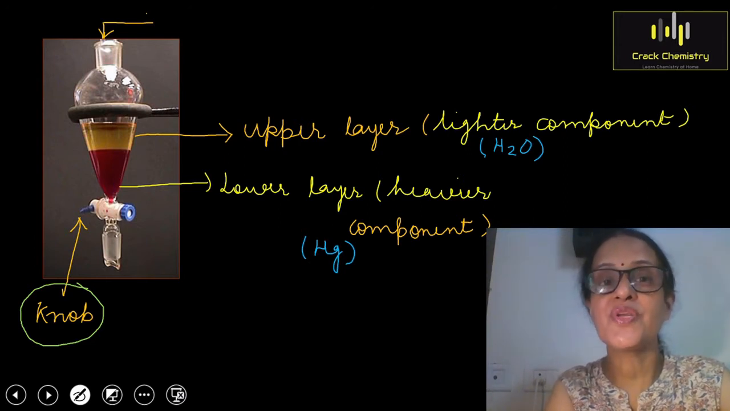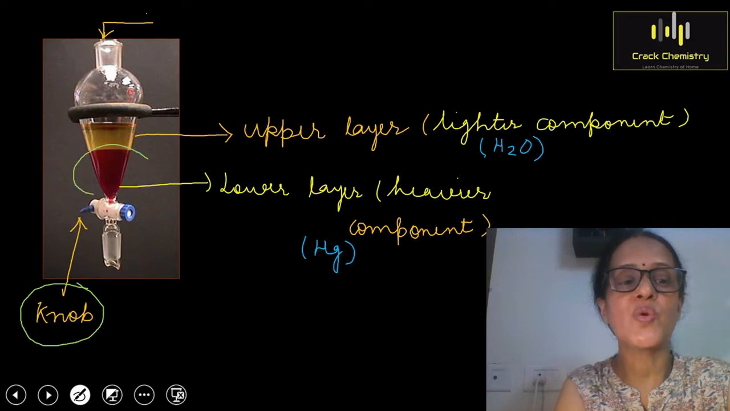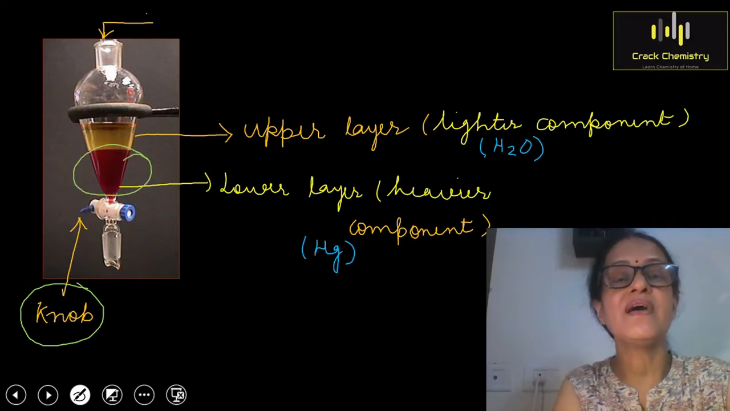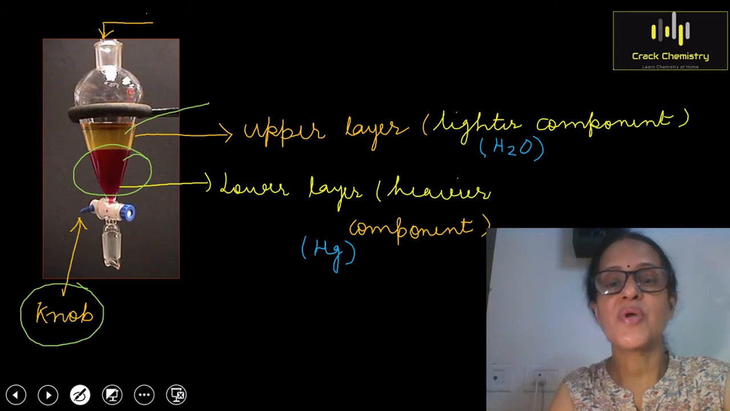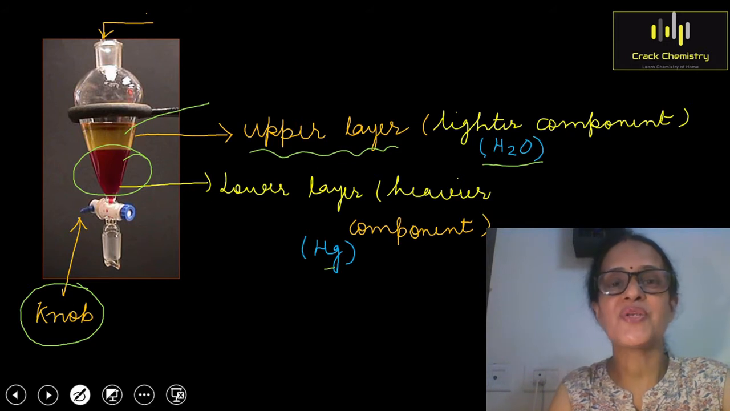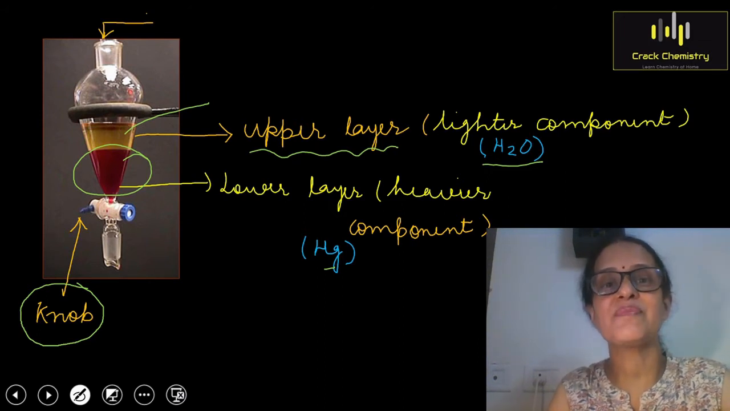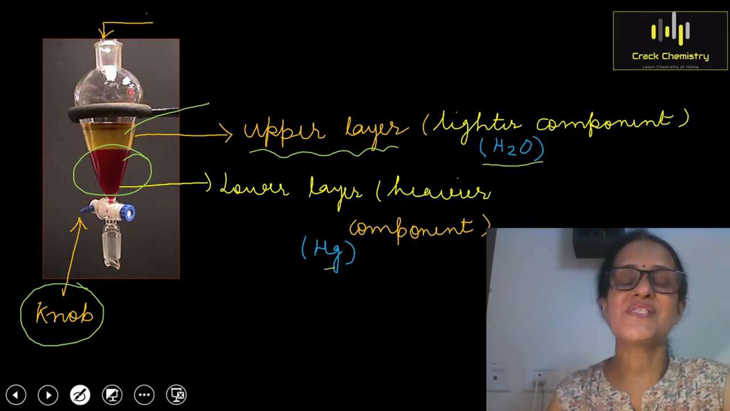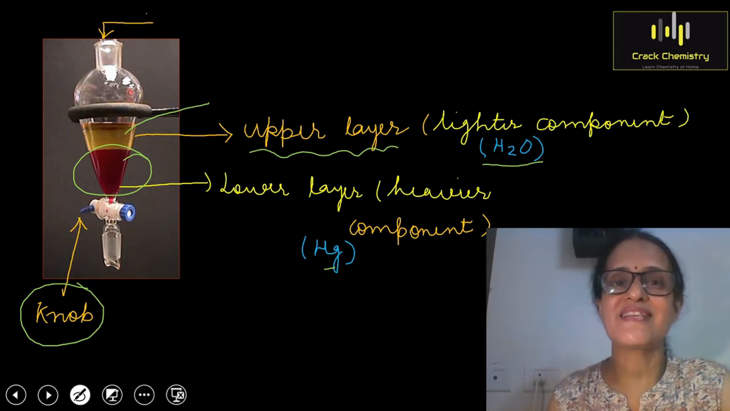As you know that mercury being heavier will form the lower layer and water being lighter will form the upper layer. So in the upper layer you have the lighter component which is water here, and in the lower layer heavier component will be there which is mercury here. So once mercury and water form two different layers, we can separate mercury by opening the knob, and once the entire mercury is collected we will close the knob, so water will be left behind in the separating funnel and the mercury is separated out. I hope this method is clear to you.